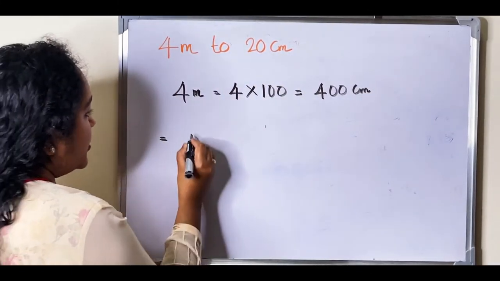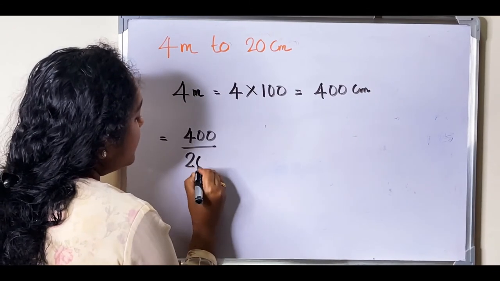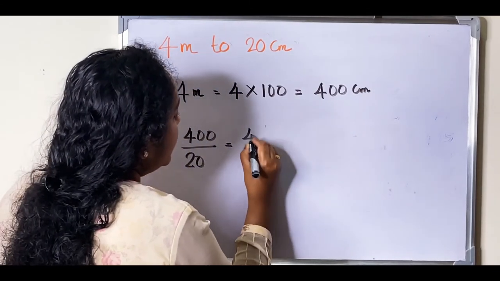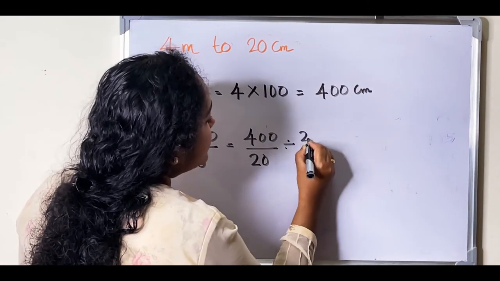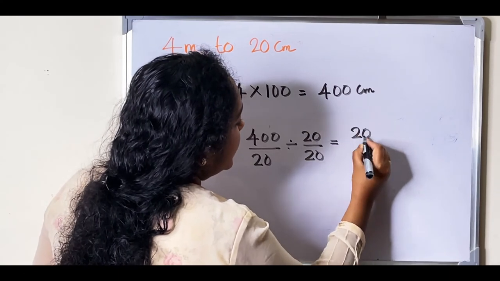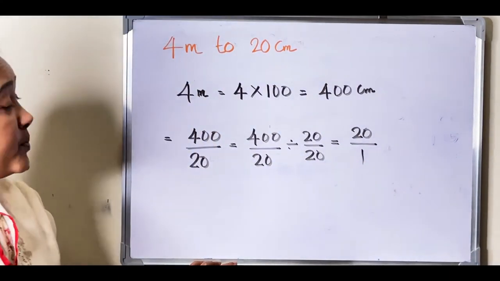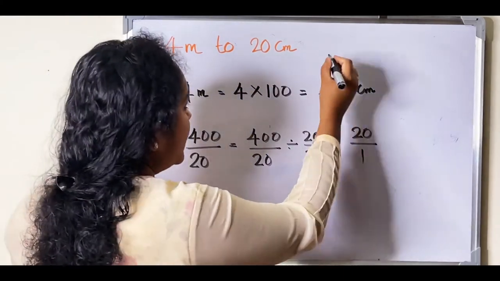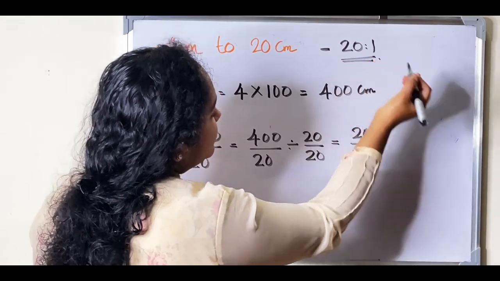Next we find the ratio. 400 divided by 20. 400 and 20 can both be divided by 20. We get 20 by 1. So the ratio of 4 meter to 20 centimeter is equal to 20 to 1.